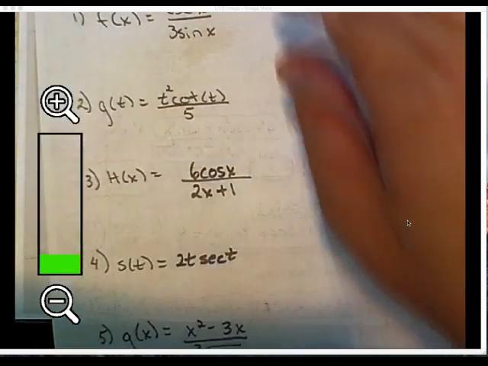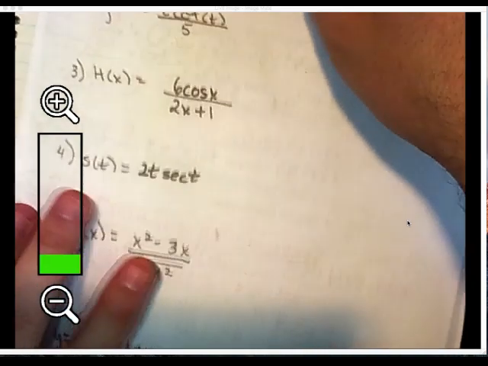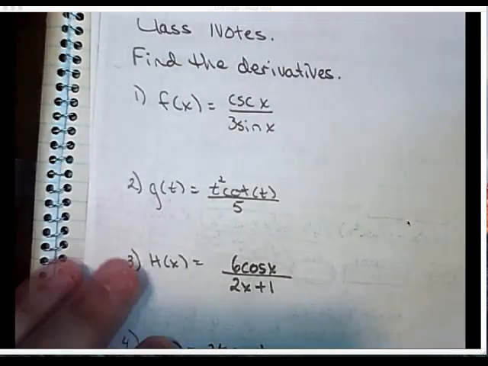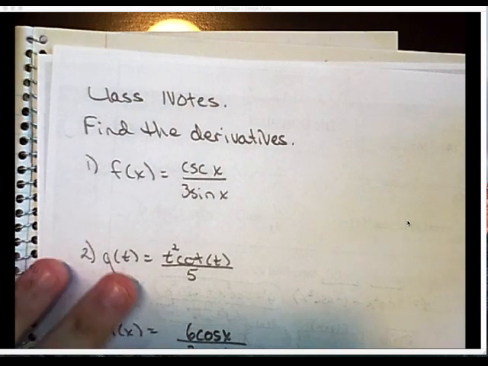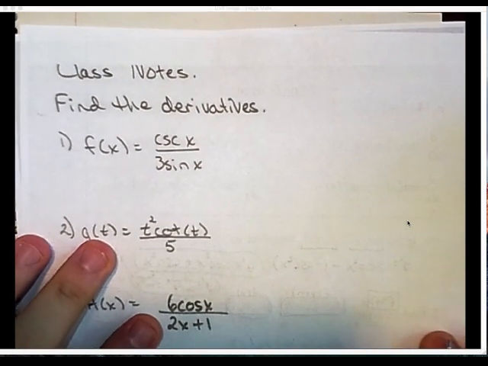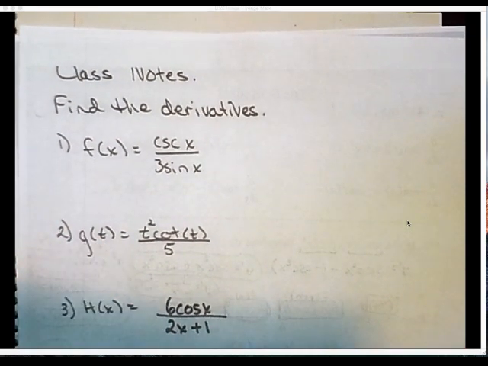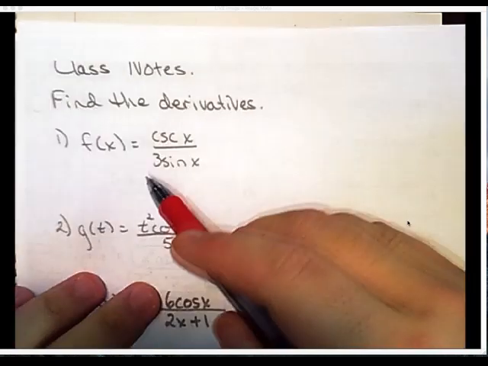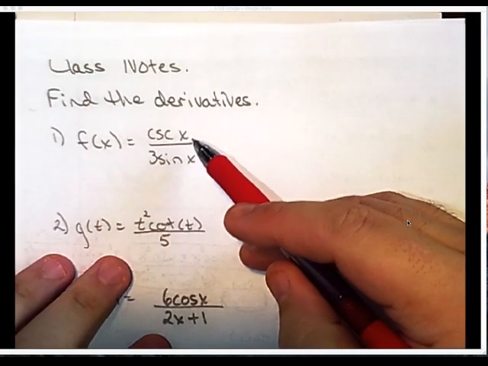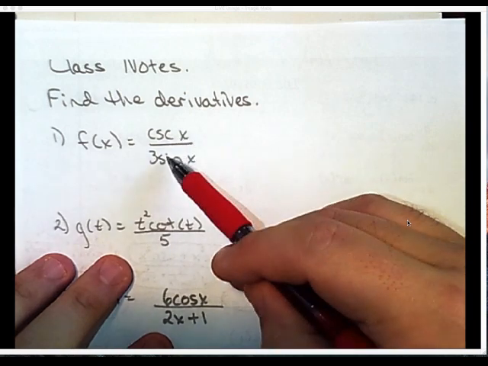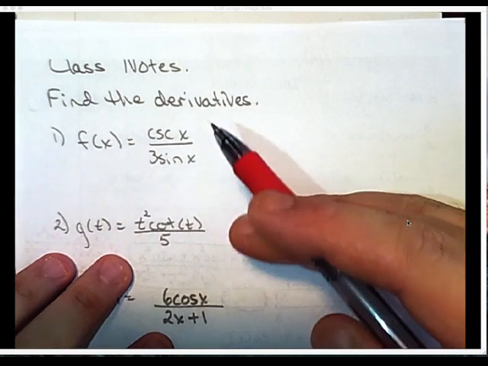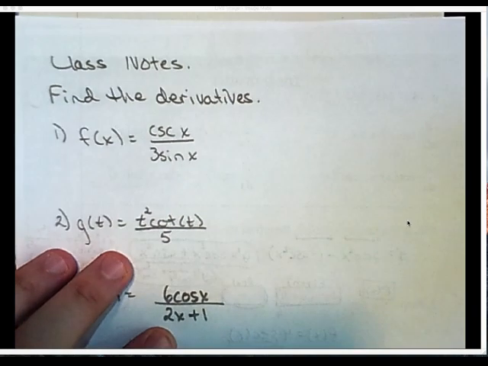That's a hard problem. It combines a lot of concepts we've been learning. So, on the back, a few more examples here, class notes. Okay, so here it says find the derivatives. So f of x equals cosecant of x over 3 sine of x. You could do this using the quotient rule. There's nothing wrong with that.